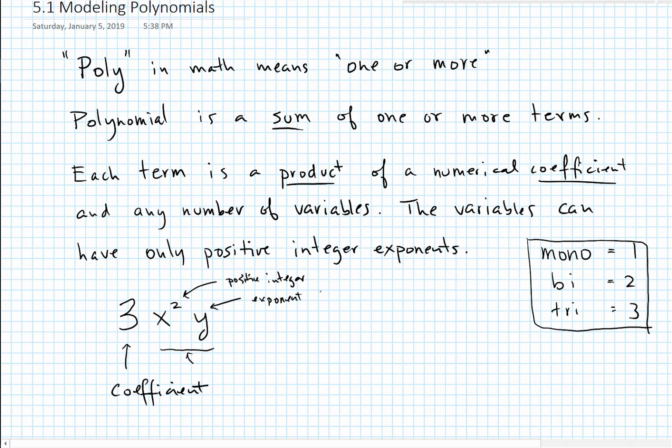And this is going to become important when we talk about order. So you need to pay attention to the fact that if there's no exponent, it really means there's an exponent of 1. And obviously here we have the 2 variables.